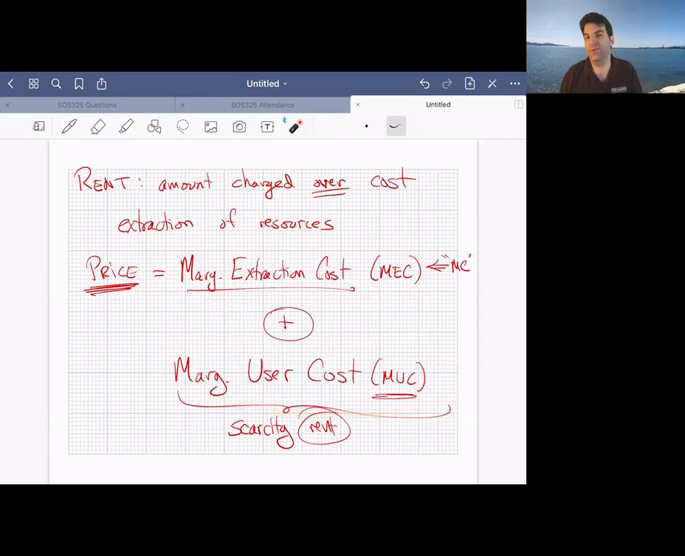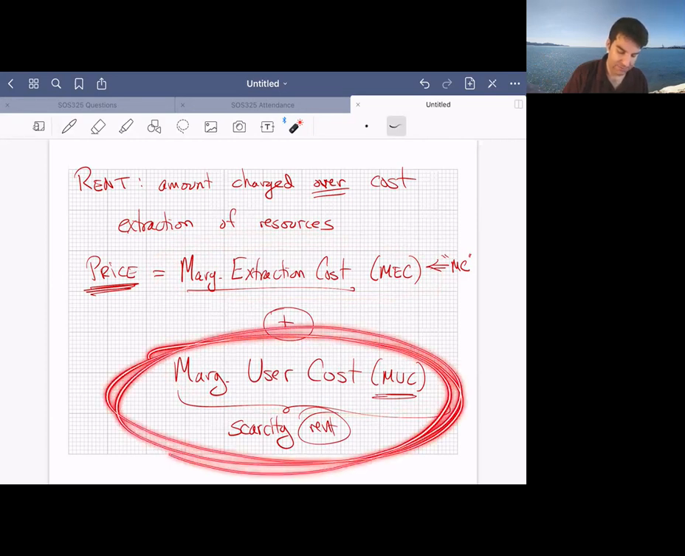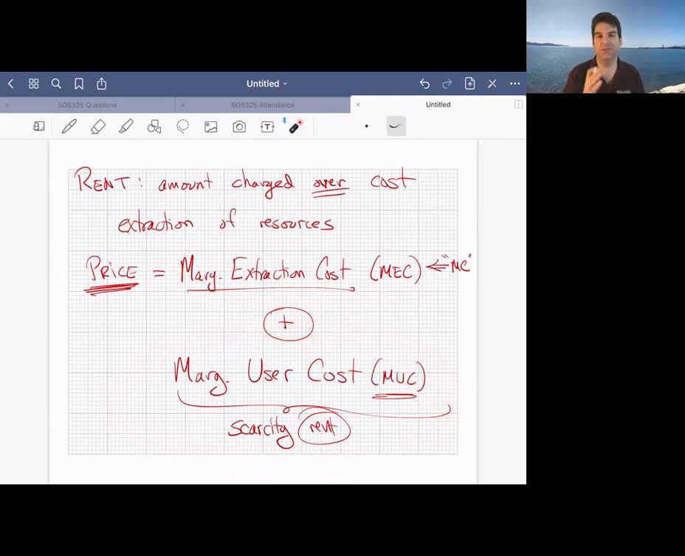And why do we have a rent? In this case, we have a rent because scarcity ends up generating this increase in price over time. So that's why the shorthand name for marginal user cost is scarcity rent, but they are synonymous. If you hear me say marginal user cost, you can think in your head scarcity rent and vice versa.